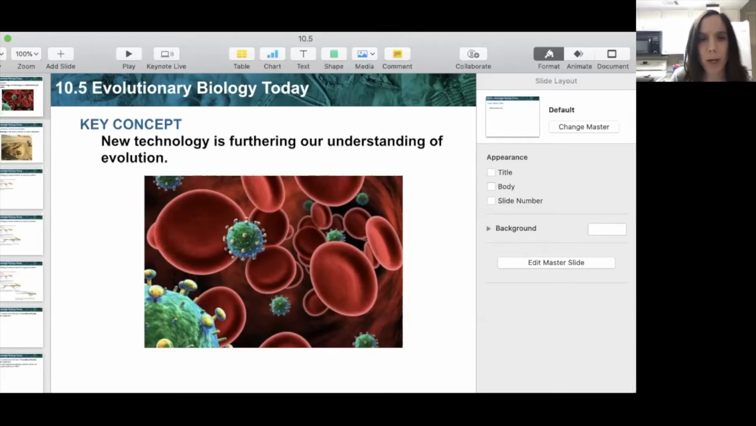So for 10.5, the title is Evolutionary Biology Today. And the key concept is that new technology is furthering our understanding of evolution. So in this picture, it shows you red blood cells, and this is HIV. It's a virus. So viruses contain DNA or RNA, and they can mutate.